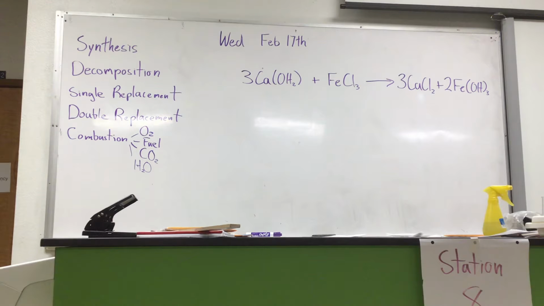Okay, yeah, in a single replacement, you'll have one compound plus, say, a pure element like iron here. If one compound plus a pure element switched places with the calcium, that would be a single replacement. But if it's two compounds on both sides, it's going to be double replacement. Okay? All right, good job, guys. It looks like everybody concluded that that was double replacement.